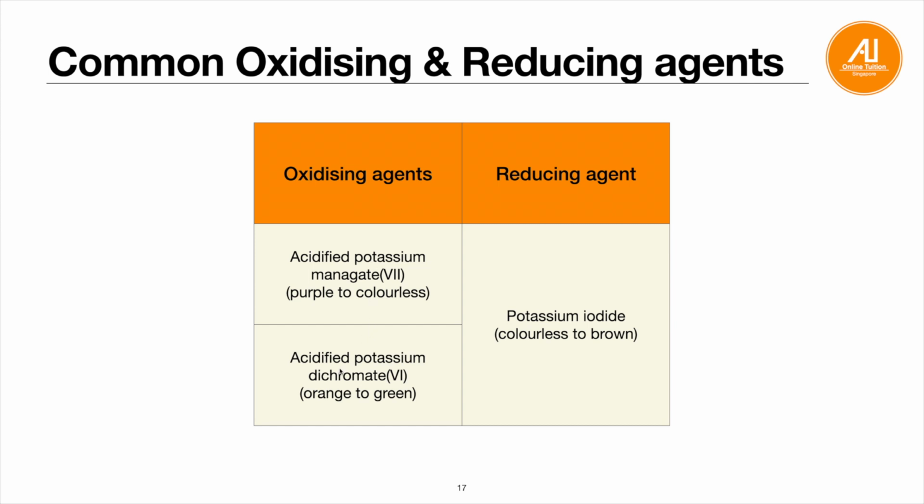Next one, acidified potassium dichromate 6, is also an oxidizing agent. It will change from orange to green. So these 2 you have to memorize. Most of the time it will be acidified potassium manganate 7 for your exam, so just watch out for the colors. For reducing agents, the most common one that you need to memorize is potassium iodide. It is an RA, a reducing agent. If there's a reaction going on, it will change from colorless to brown.